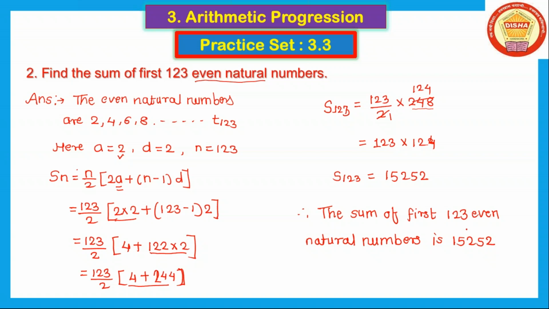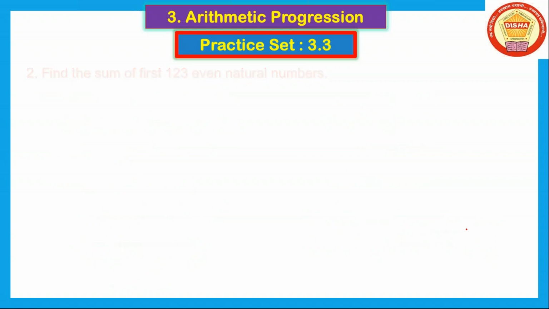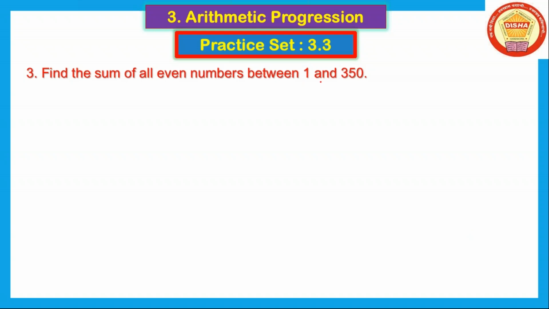Then we take example number 3 from the same practice set. The same question is given, but there is a little difference. We have to find the sum of all even numbers between 1 and 350. We have to take the numbers between 1 and 350. First we write which even numbers are present between 1 and 350.